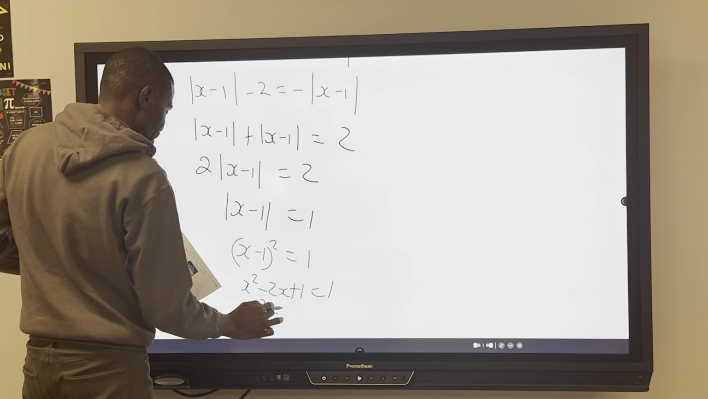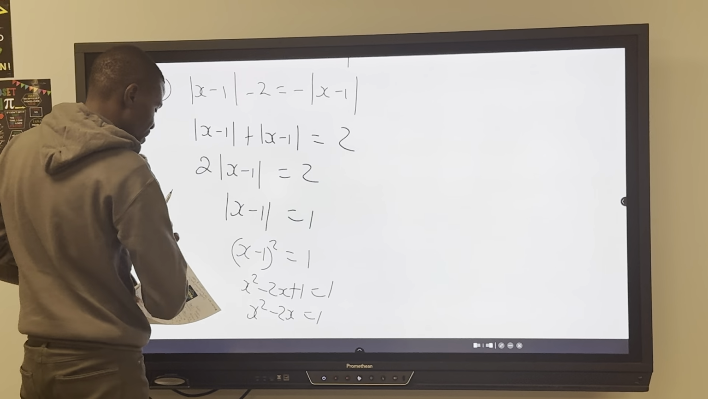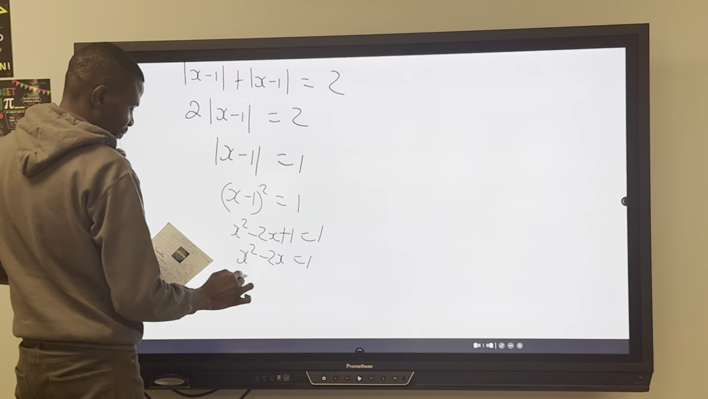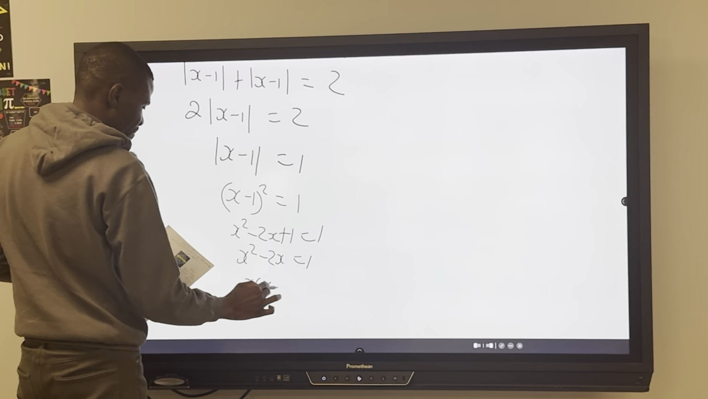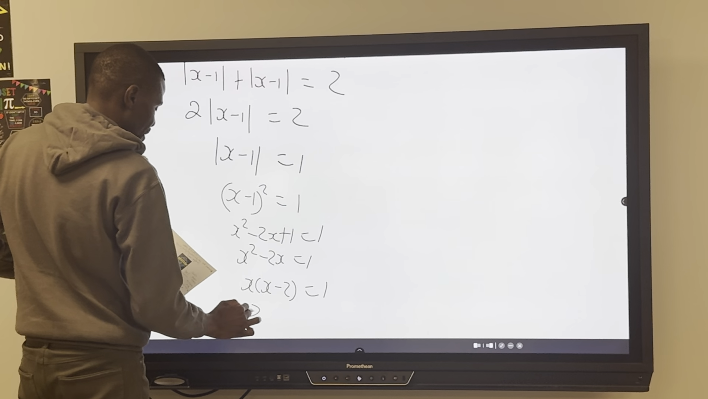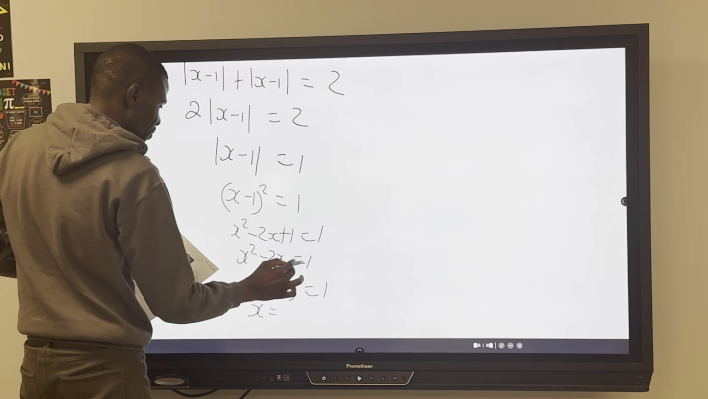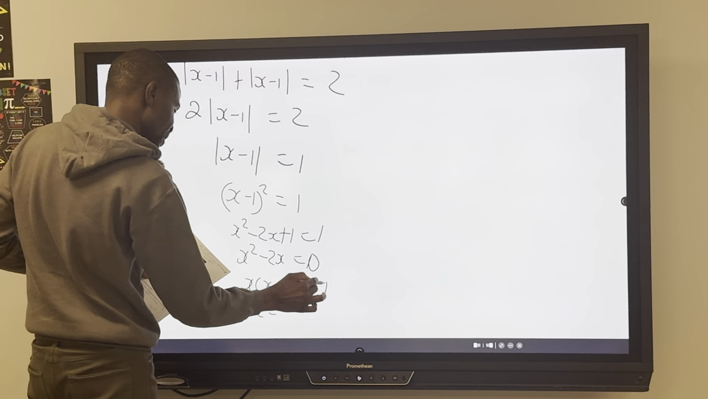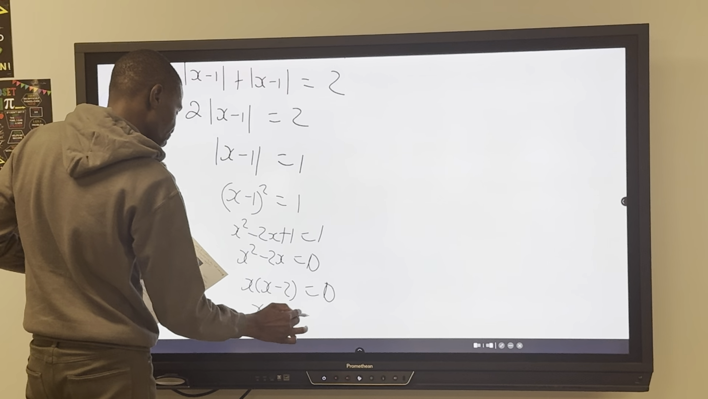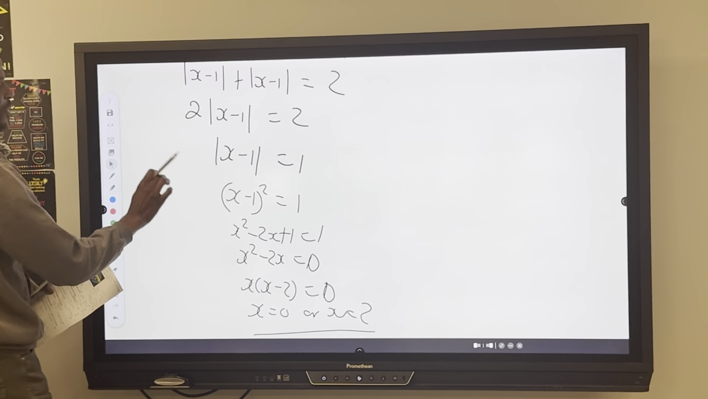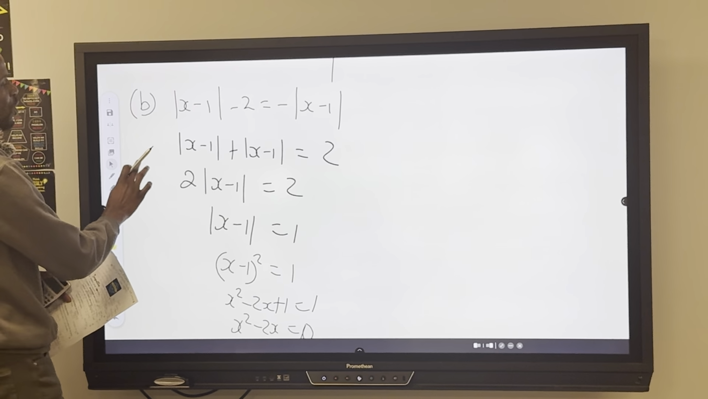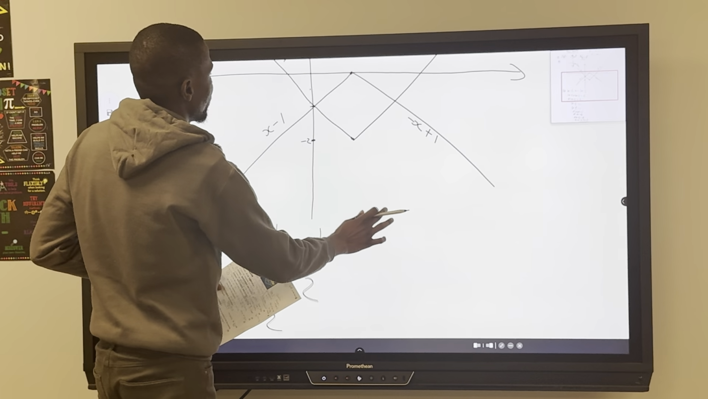So x squared minus 2x equal to 0, right? X squared minus 2x. So x minus 2 equal to 0. So x equal to 0. It's now 0 here, sorry. Right? So x equal to 0 or x equal to 2. I got those two critical points, or we can use the graph.